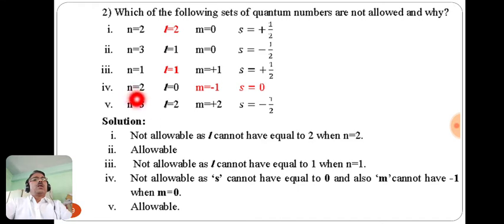In the fourth set, L equals 0 and m equals -1, this value is not allowed, and s equal to 0 is also not allowed. So this fourth set is not allowed. And the fifth set is n equals 3, L equals 2 and m equals +2, and the spin quantum number is -1/2. So this set is allowed.